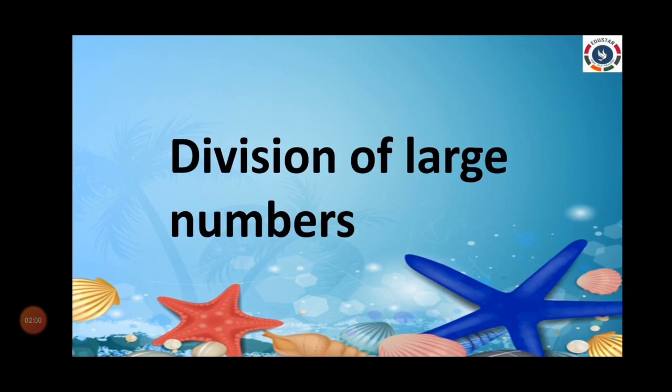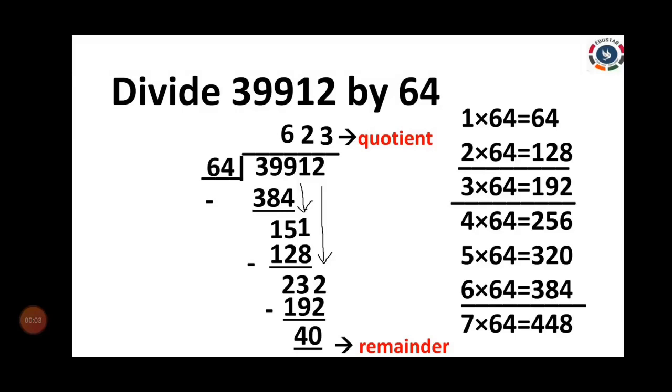And we are going to study divisions of large numbers. Divide 39,912 by 64. The first number is the dividend and the second number is the divisor. The divisor you have to write outside the box, and the dividend inside the box. Now I am going to take 64. Here how many digits are there? 2 digits. The same 2 digits I am going to take inside the box, I mean in the dividend. So 39 alone you have to take.